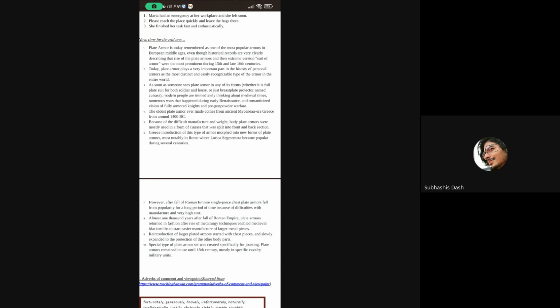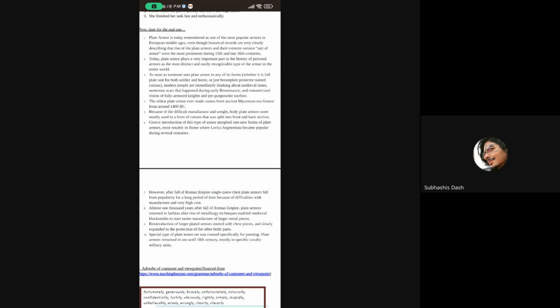"As soon as someone sees plate armor in any of its forms, whether it is full plate suit for both soldier and horse, or just breastplate protector named cuirass, modern people are immediately thinking about medieval times, numerous wars that happened during early Renaissance, and romanticized vision of fully armored knights and pre-gunpowder warfare." Again, a long sentence, but we look at it line by line. So, as soon as someone sees plate armor in any of its forms, whether it is full. No adverbs here, ma'am. Okay.